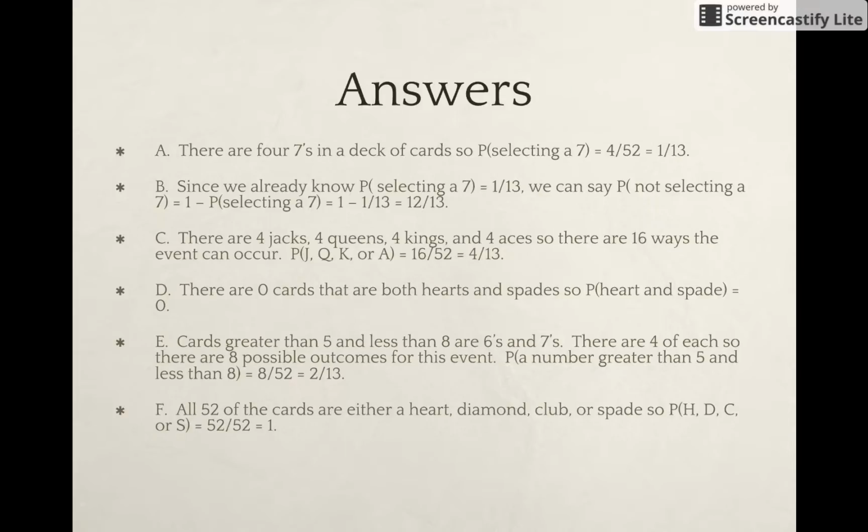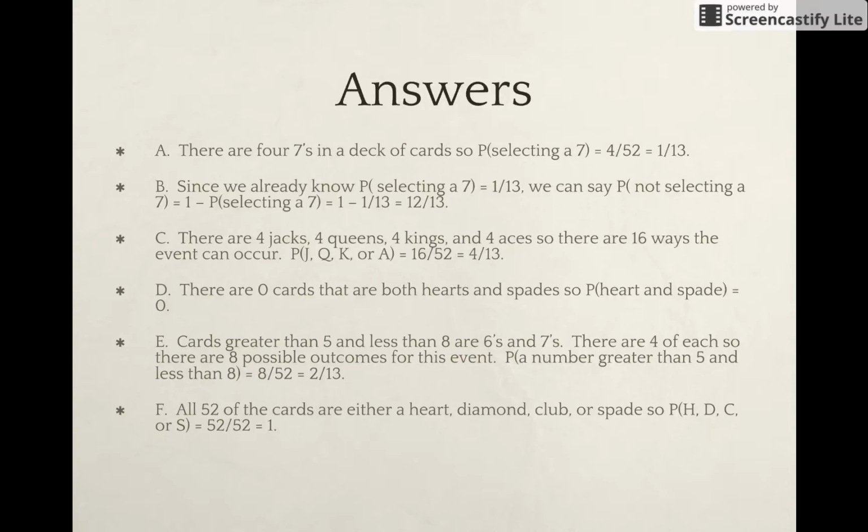In part A, there are 4 7s in a deck of cards, so the probability of selecting a 7 is 4 out of 52, or reduced to 1/13. In part B, since we already know that the probability of selecting a 7 is 1/13, we can say that the probability of not selecting a 7 is 1 minus the probability of selecting a 7, using that big idea we summarized a few slides back. And that results in 1 minus a 13th, or 12/13.